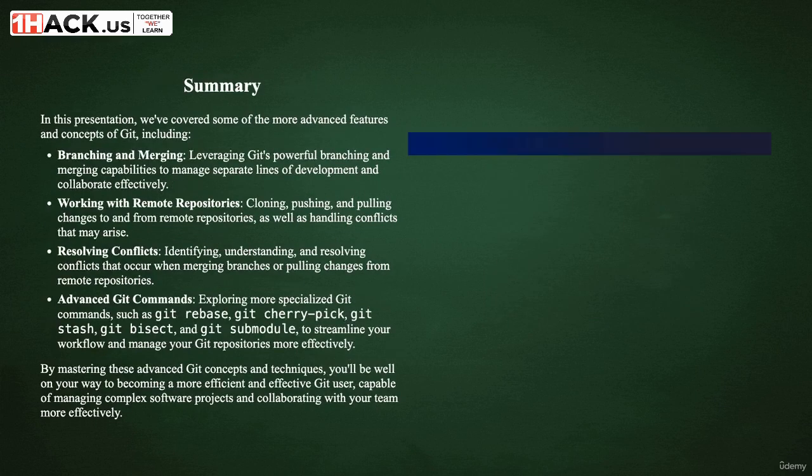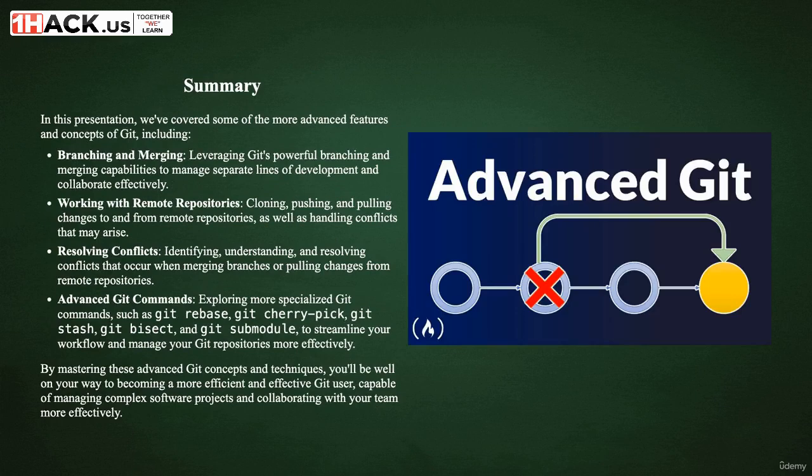In this presentation, we've covered some of the more advanced features and concepts of Git, including branching and merging, working with remote repositories, resolving conflicts, and exploring a range of specialized Git commands. We started by discussing the importance of branching and merging in Git and how adopting best practices like consistent branch naming conventions and understanding different merge strategies can help you manage your code base more effectively. Next, we looked at the process of working with remote repositories, including cloning, pushing, and pulling changes, as well as the challenges of handling conflicts that may arise when collaborating with others.